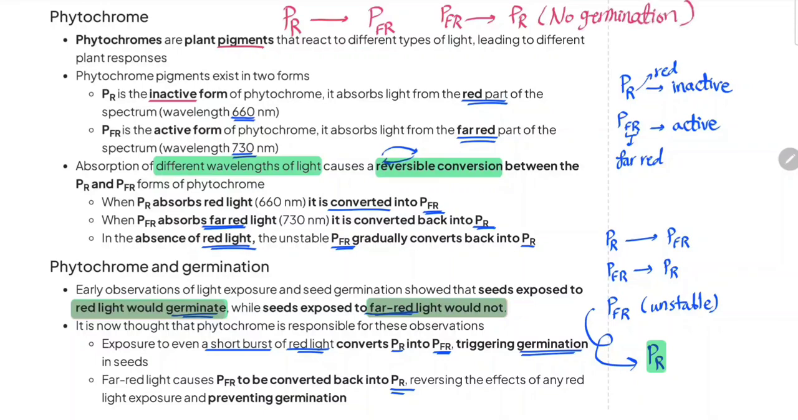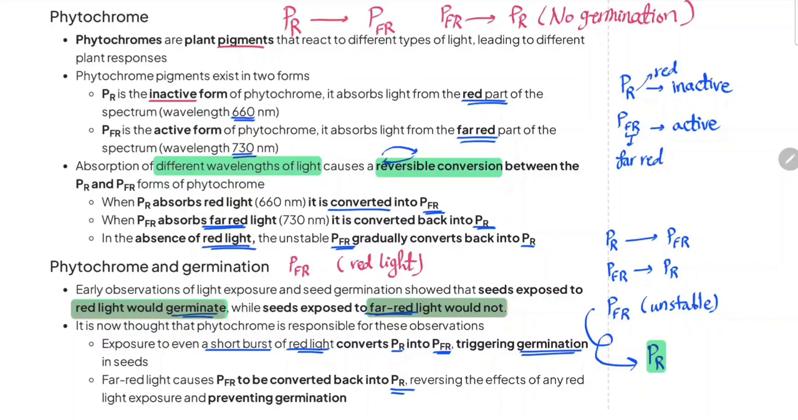You might get lost, I know. Phytochrome and germination. So which phytochrome eventually leads to germination? It's the PFR. And by the use of what? By the use of red light. PFR and red light. PFR and red light. I want you to memorize it because it's quite hard to remember. With phytochrome and germination, it's all about red light.